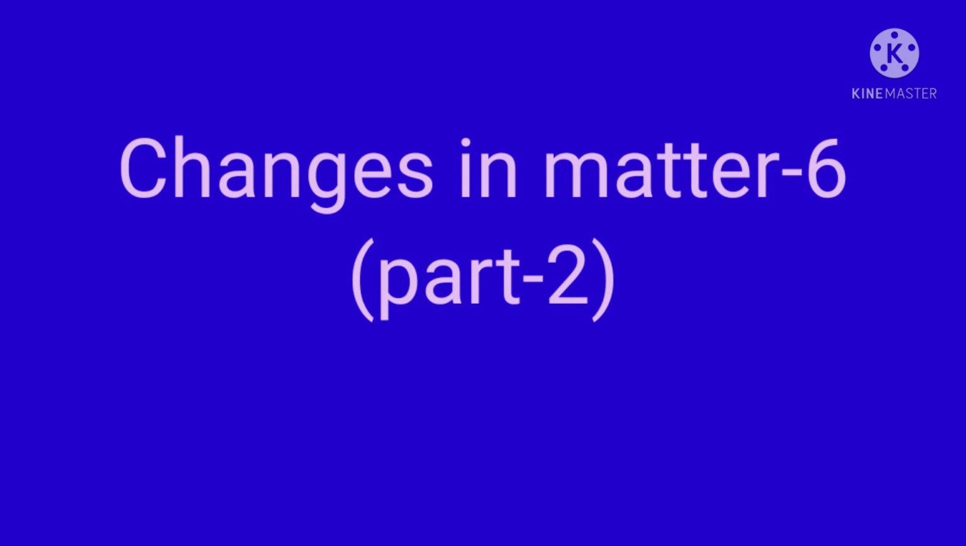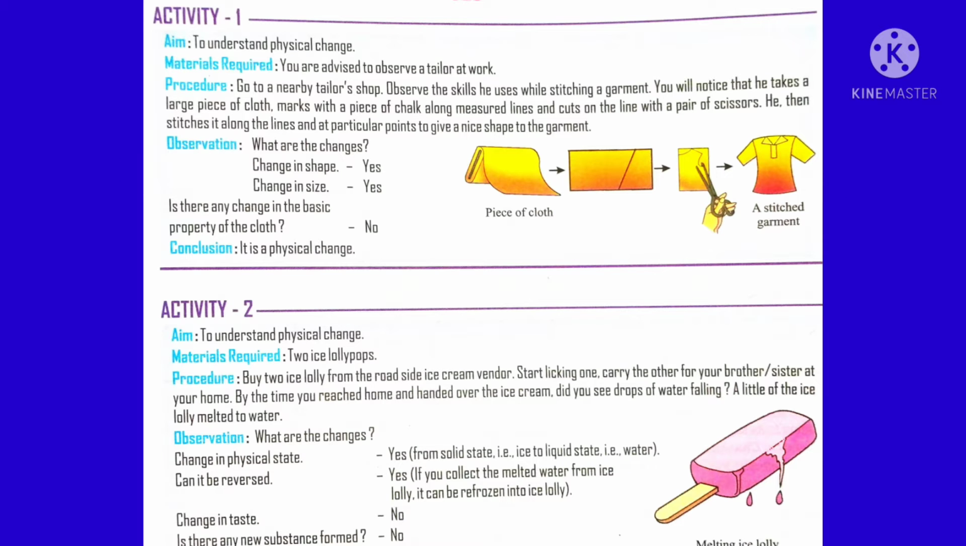Let's move on to the topic on page 87 and 88, first activity 1, to understand physical change. Here the materials required are a piece of cloth and a scissor. Now you are going to cut a piece of cloth. Now you got two pieces in your hand. Now tell me, is it the same product, the same material, or a new material?